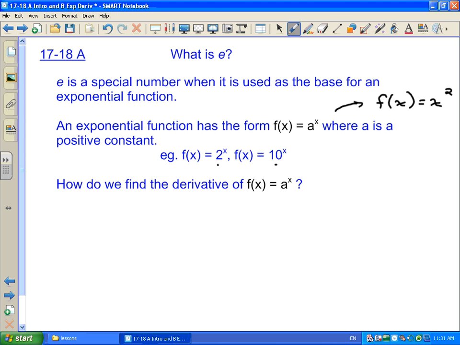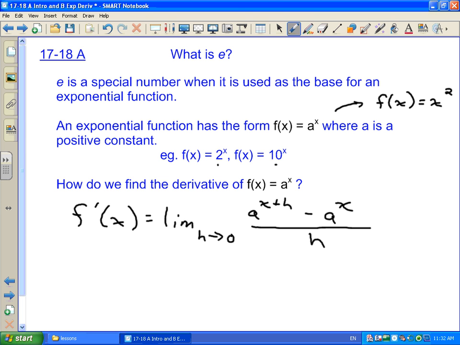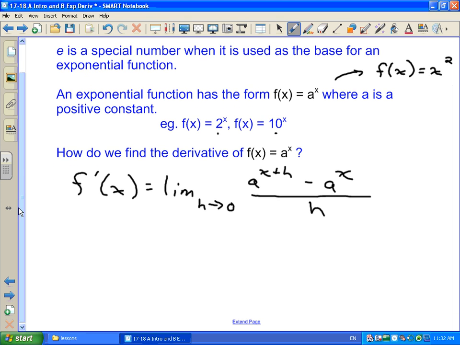The first thing we might want to try is finding our derivative from first principles. If we think way back, to find the derivative of a function we took the limit as h goes to 0 of our function evaluated at x plus h, and we subtracted the function evaluated at x, in this case a^x, and we divided that whole thing by h. Then we took the limit as h tended to 0, making that difference between the two very, very small.